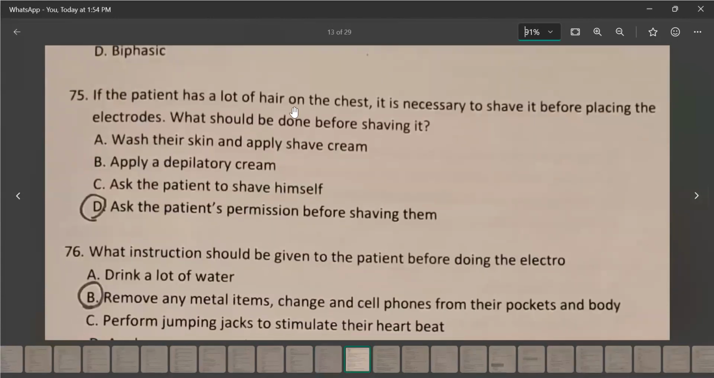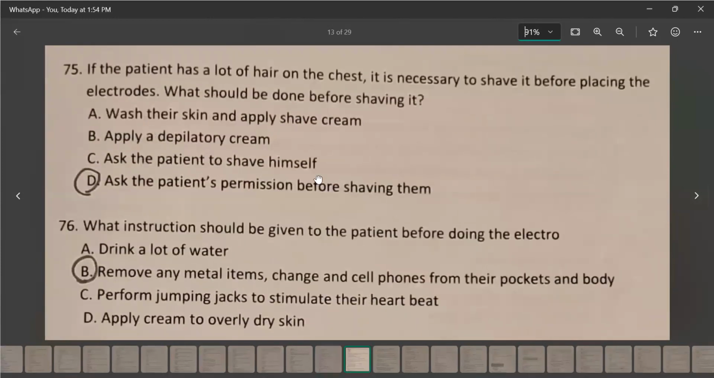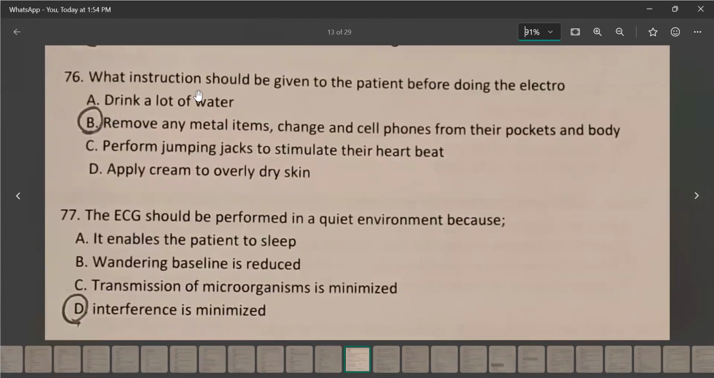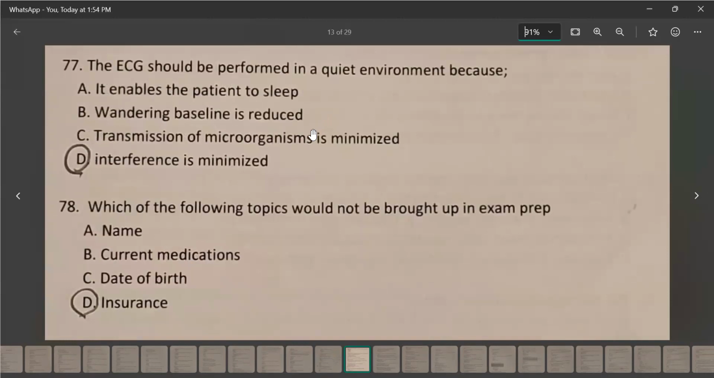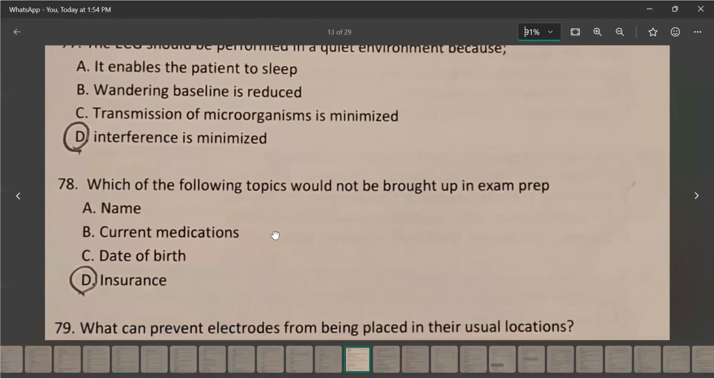If the patient has a lot of hair on the chest, it is necessary to shave it before placing the electrodes. What should be done before shaving it? Ask the patient's permission before shaving it. What instructions should be given to the patient before doing the ECG? Remove any metal items, change and cell phones from their pockets and body. The ECG should be performed in a quiet environment because interference is minimized.